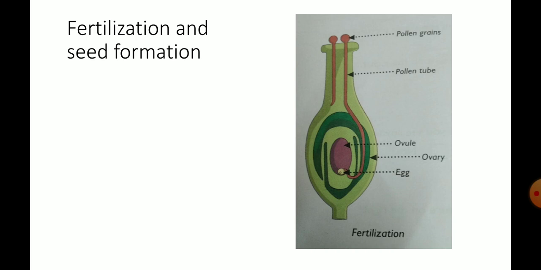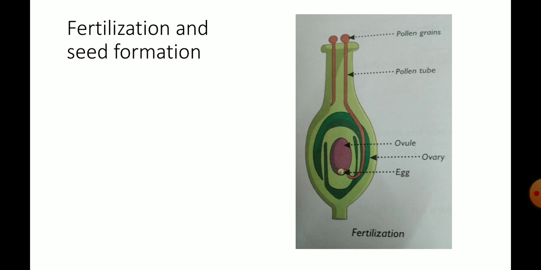Here you can see the picture. In this picture we can see the different parts: pollen grains, pollen tube, ovule, ovary and egg. All these things help the process of fertilization.